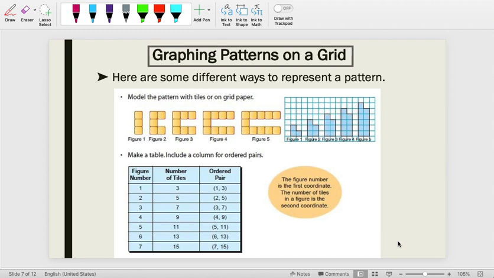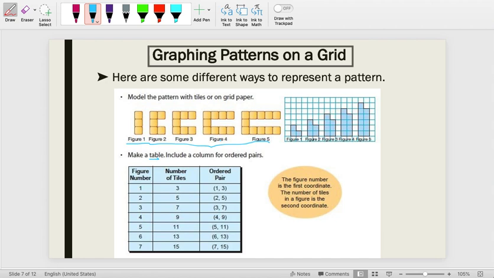So first of all, different ways we can represent patterns. So here we have 3 different ways we can represent visually a pattern. So far we've been using variables, we've been using numbers. This is how we do it with visuals. So here we have some images. We have tiles. Here we have a table. They represent the exact same thing.